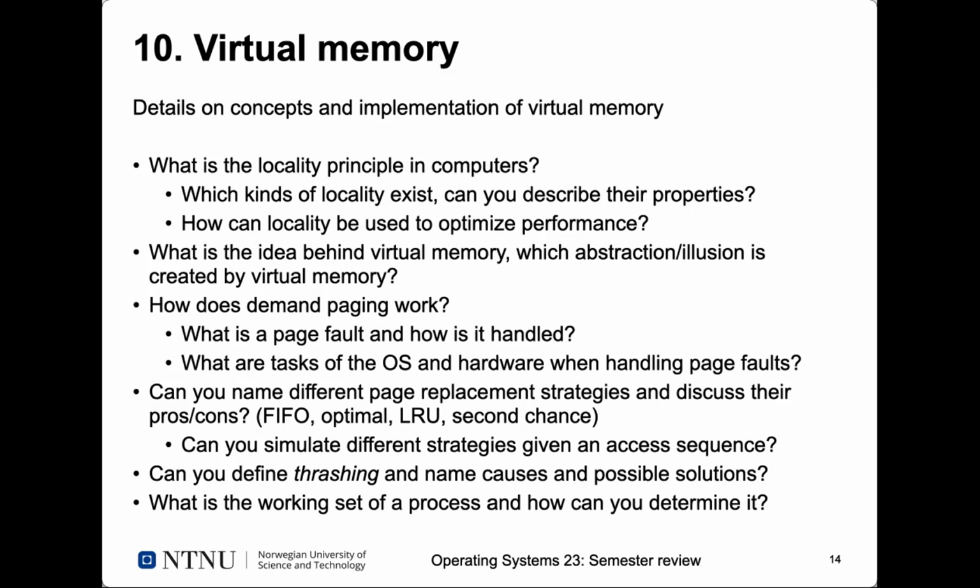You should know about the different page replacement strategies and also discuss their pros and cons, and also be able to simulate different strategies. If you have an access sequence, and you see this in the example exam, then you should actually give for each subsequent page request the set of pages currently in memory, and you should tell which page is going to be replaced for which strategy. Finally, we discussed thrashing. So you should be able to define this and name causes and possible solutions. And you should also know what the working set of a process is. And you should ask yourself, how can you actually determine it?